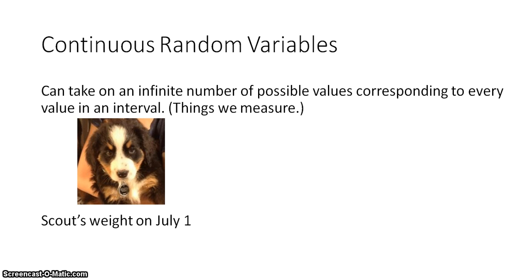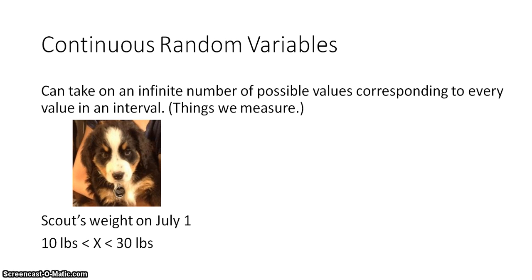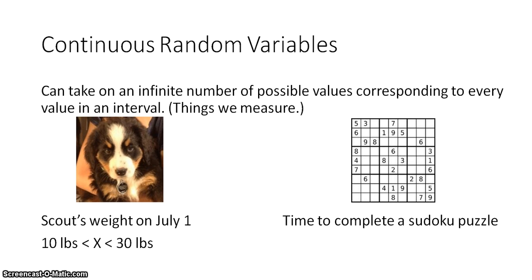One example would be my new puppy Scout's weight on July 1st. That is a random variable. It's continuous because her weight could take on any value between, say, 10 and 30 pounds. Another example would be the time that it takes to complete this Sudoku puzzle. Depending on the person, it could take any time from 0 minutes up to an infinite amount of time for someone who just can't ever finish that puzzle.